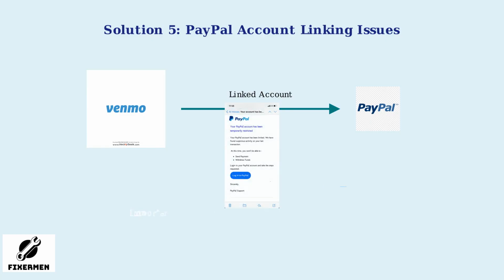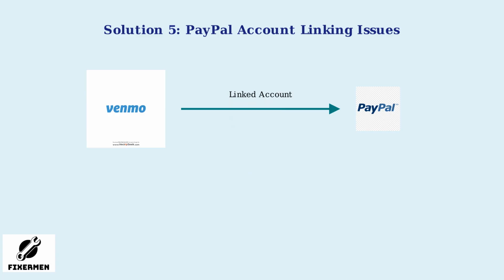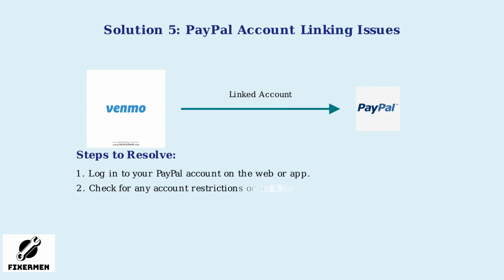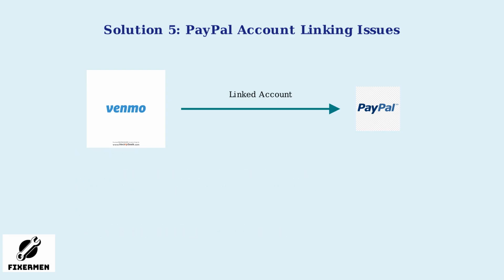For example, if PayPal restricts your account due to suspicious activity, you'll see an email like this. PayPal may temporarily limit payments and withdrawals. To resolve this, follow these steps. First, log into your PayPal account. Check for any restrictions or notifications. Complete required verifications. Contact PayPal support if needed. Then try Venmo again. Remember, resolving PayPal account issues often fixes Venmo Error 403.